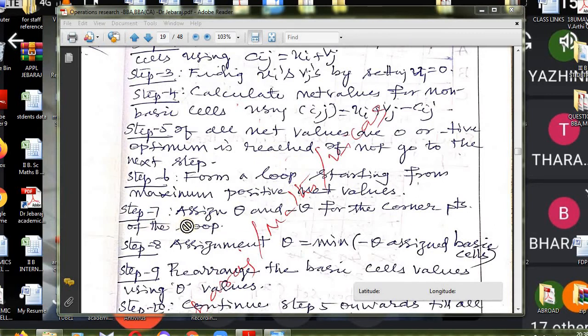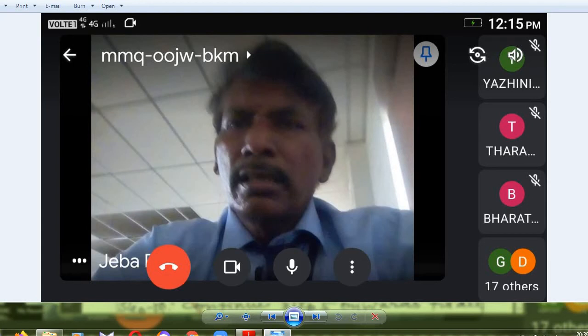We have to assign theta and minus theta for the corner points of the loop. Yes. Now step number 8 comes. You have assigned minus theta for basic cells. Am I correct? Minus theta you have assigned for basic cells.